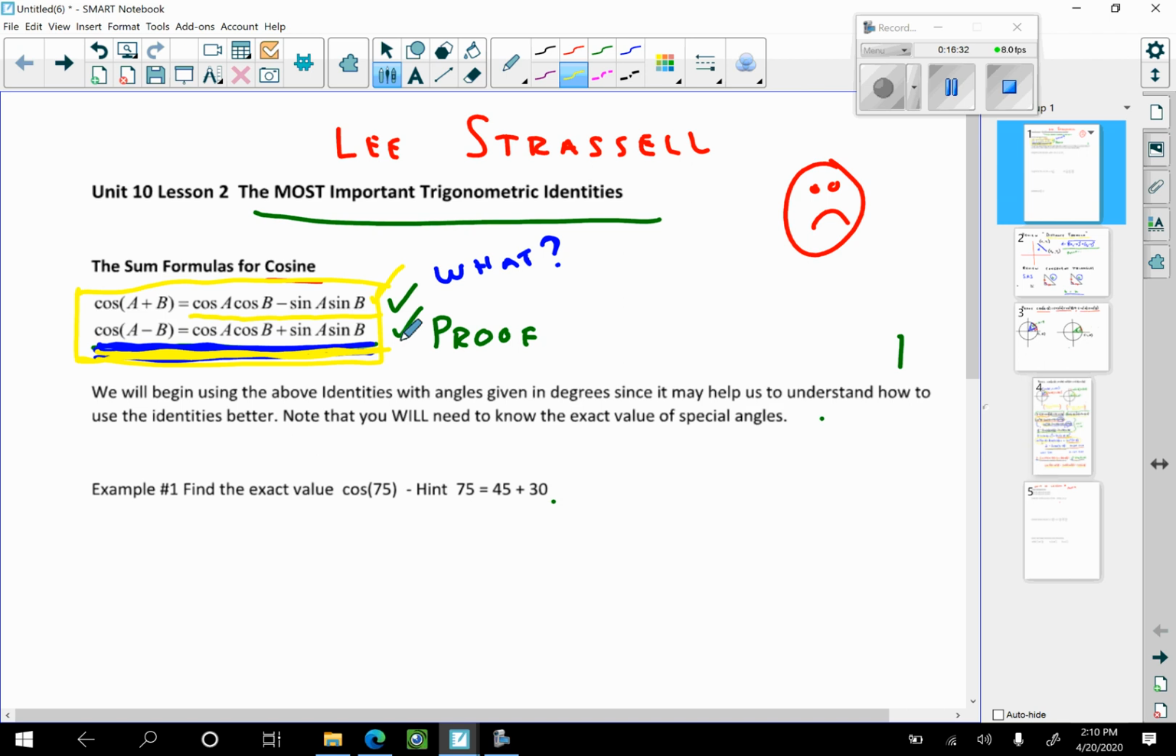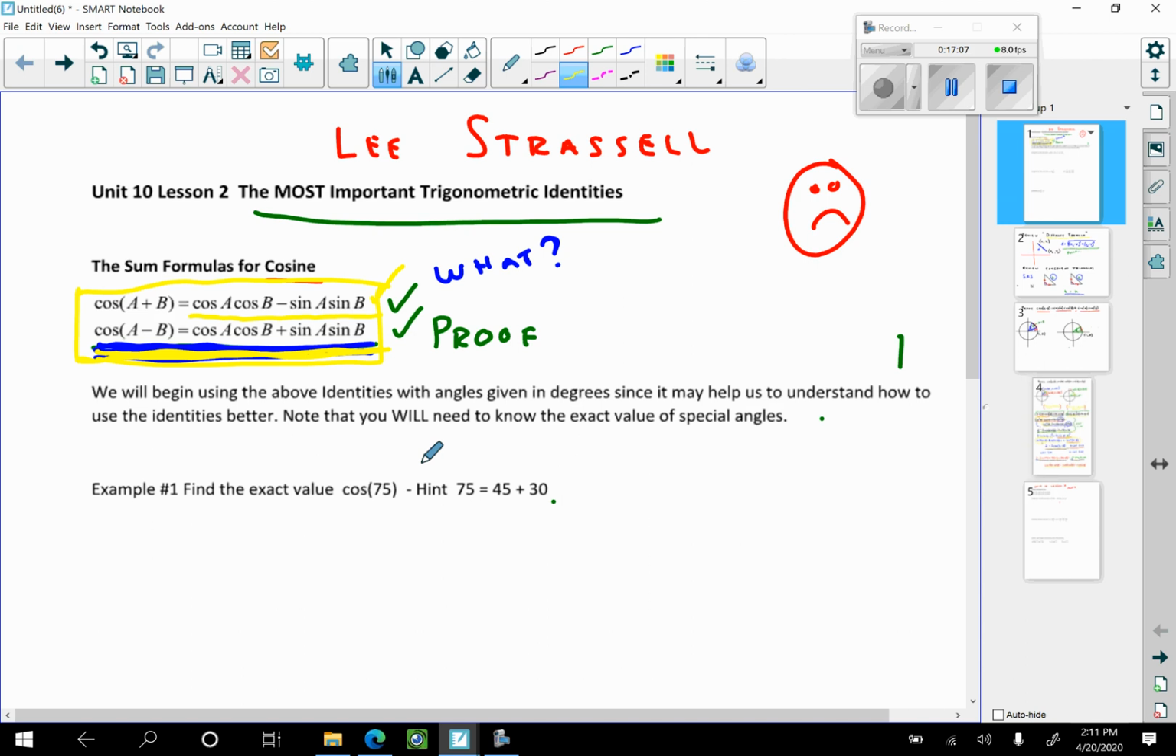So what do we want to do now? With the last few minutes on this video, what do we want to do? We want to use these formulas. And the reason why we have these formulas is so that we can find the exact trigonometric values of some other angles besides the nice angles on the unit circle. Okay? So I want to find the exact value of cosine of 75.